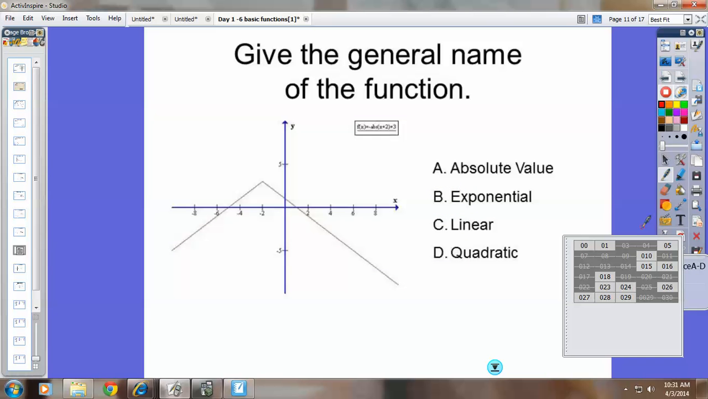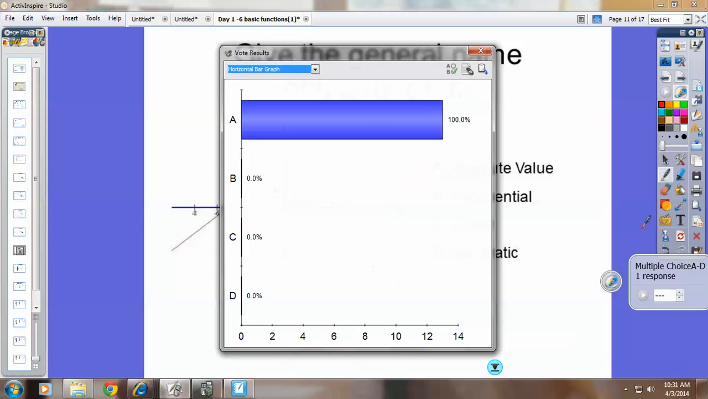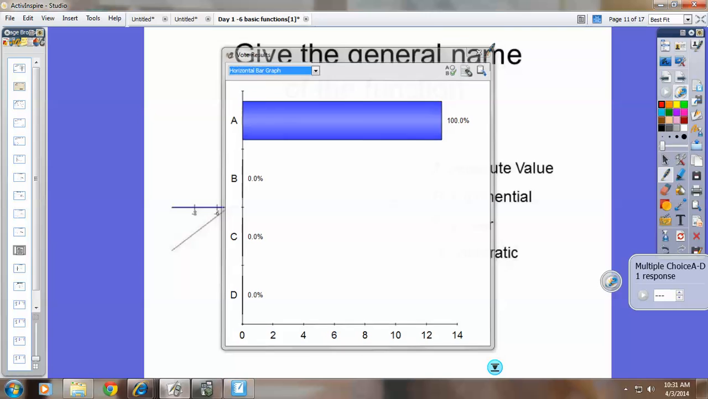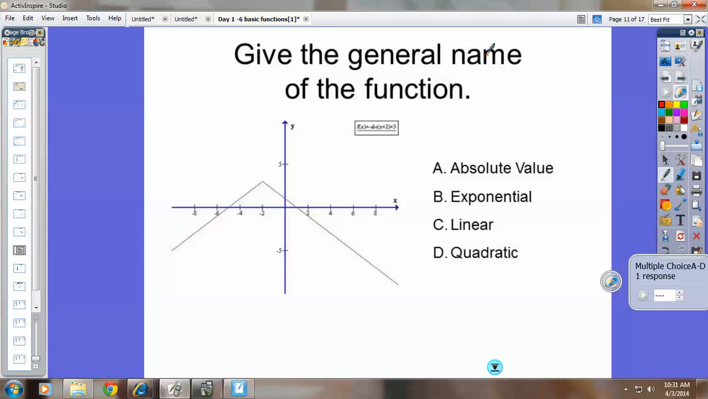This one. Very good. Absolute value. Absolute value makes the V. This is an upside down V, but still a V. Letter A.